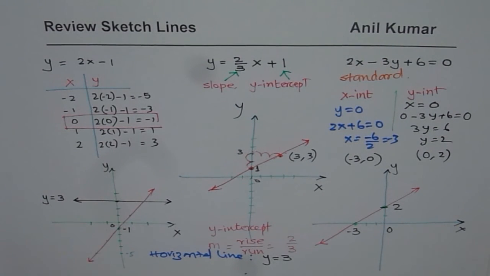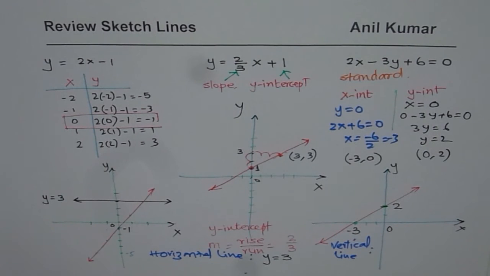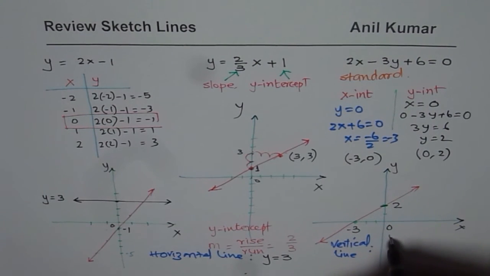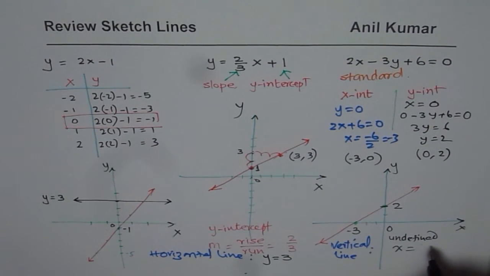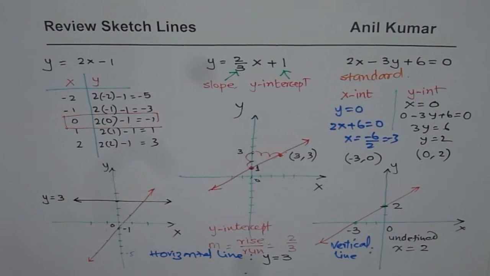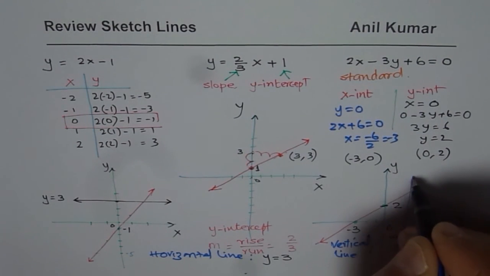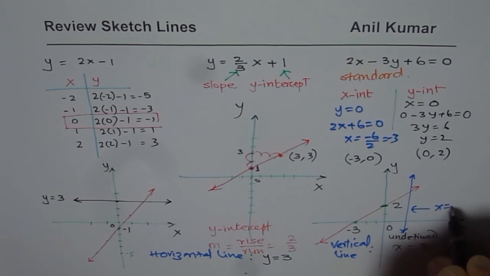Okay. Now let's look into the vertical line. Let me squeeze in the vertical line here. A vertical line is something which has undefined slope. So we have undefined slope here. The equation could be x equals some value. Let me take the value in this case as, let us say, 2. In that case, a line which is vertical, let us say here a vertical line. This is the line x equals 2.